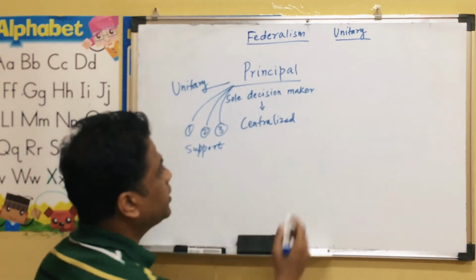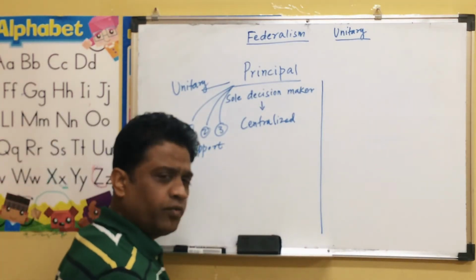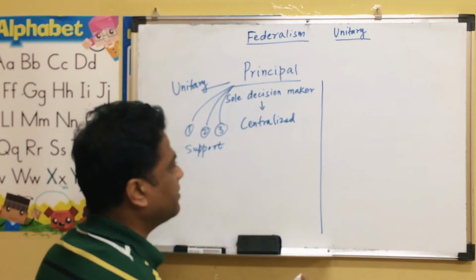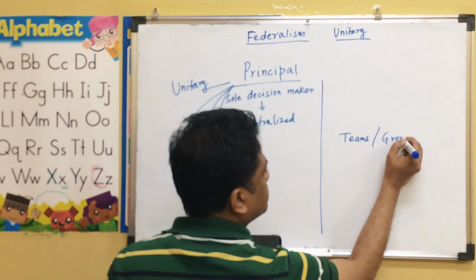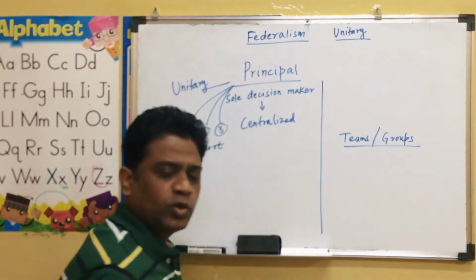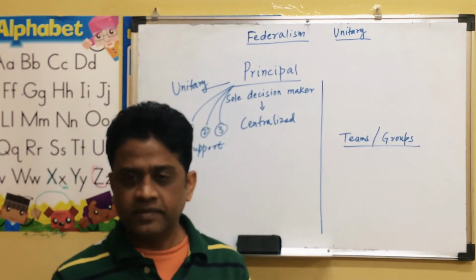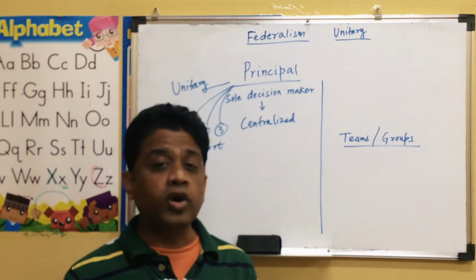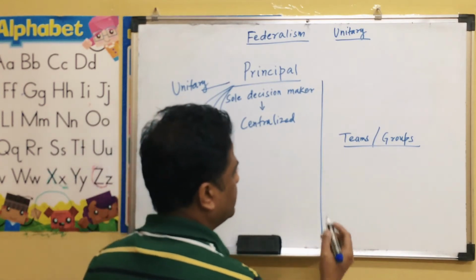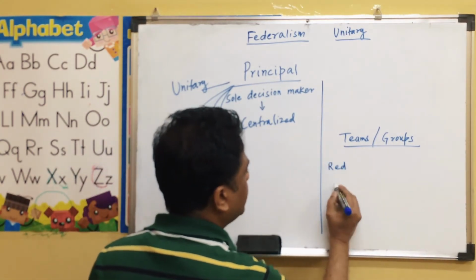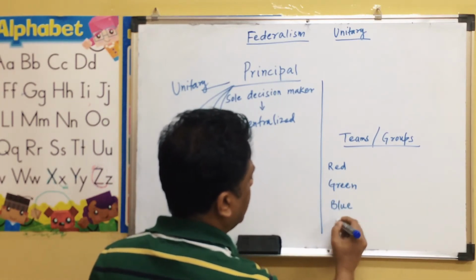Now let's look into another area of school. We all know that in our schools we have teams or groups. These groups or teams are created basically to have competition among themselves in co-curricular and extracurricular activities. And these teams generally have names like red team, green team, blue team and yellow team.